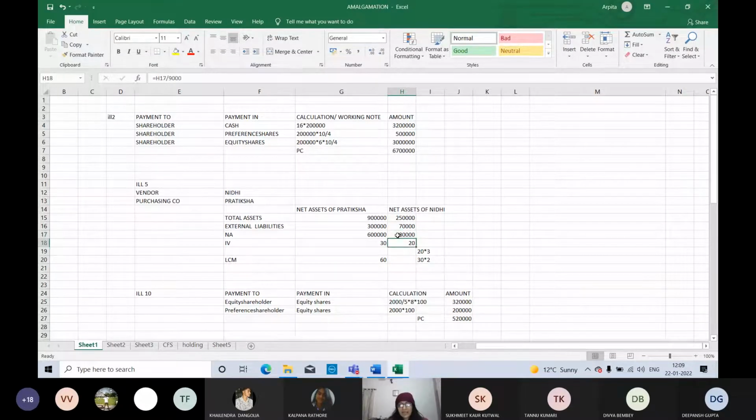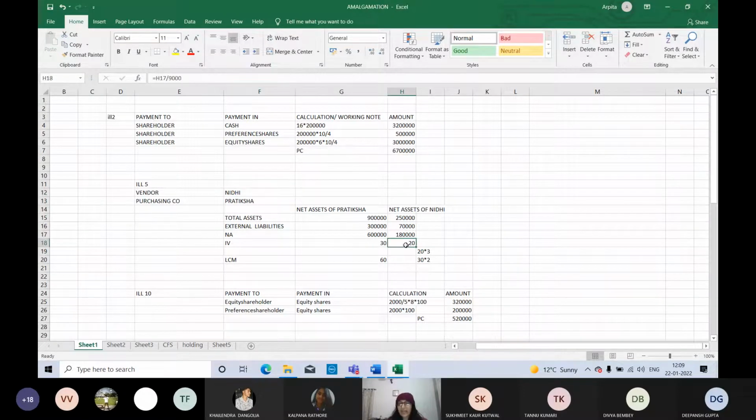9,000. So 1,80,000 divided by 9,000 comes out to be 20. इसका मतलब है कि प्रतीक्षा का हर शेयर, एक शेयर का वैल्यू 30 रुपए है और निधि का एक शेयर का वैल्यू 20 रुपीस है. Now, it also means that Pratiksha is the purchasing company and Nidhi is the vendor company. So this means Pratiksha is going to give certain shares to Nidhi, right? Because Pratiksha खरीद रही है निधि का business, so Pratiksha कुछ अपने shares देगी बदले में निधि को.